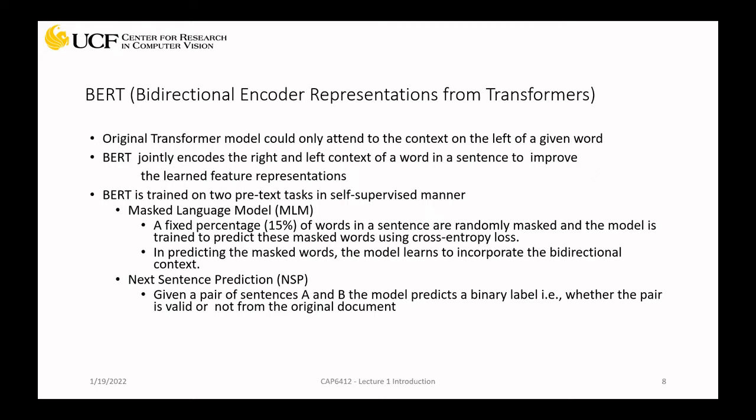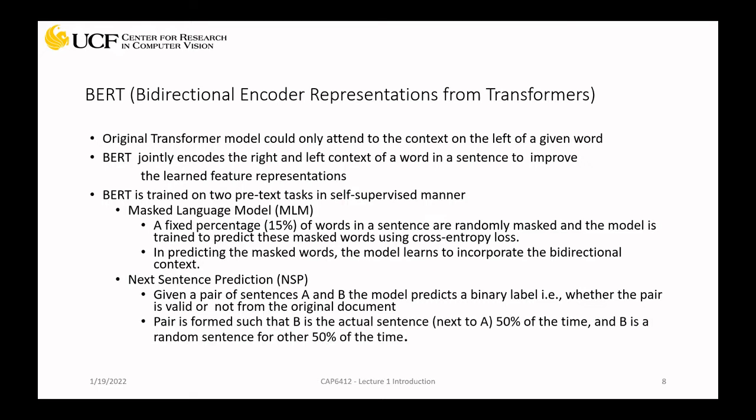In this case, we are given a pair of sentences, A and B, and we predict whether this pair is valid, that they appear next to each other. And the way they do it is that 50% of the time they take the actual sentences, and the remaining 50% of the time B will be just a random sentence, so that it is able to distinguish that it's a real pair and it's not.